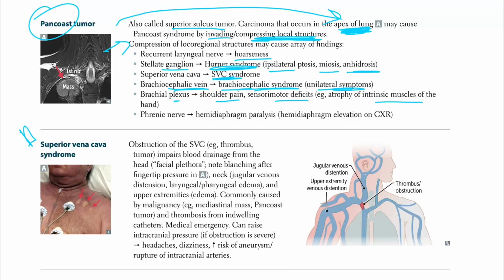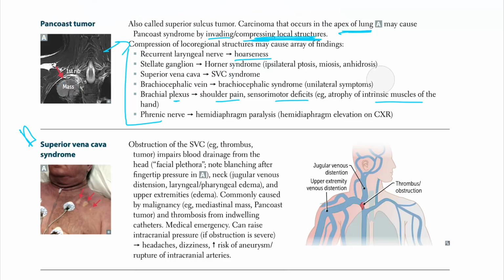So simple, again, Pancoast tumor: any sort of mass in the lung, most likely the cancer itself, which invades and compresses the local structures, and these are all the local structures. You can call that Pancoast tumor. Looking at this picture, look at the mass. That mass is hitting on the first rib and compressing the apex of the lungs, right? And this is all for the Pancoast tumor.